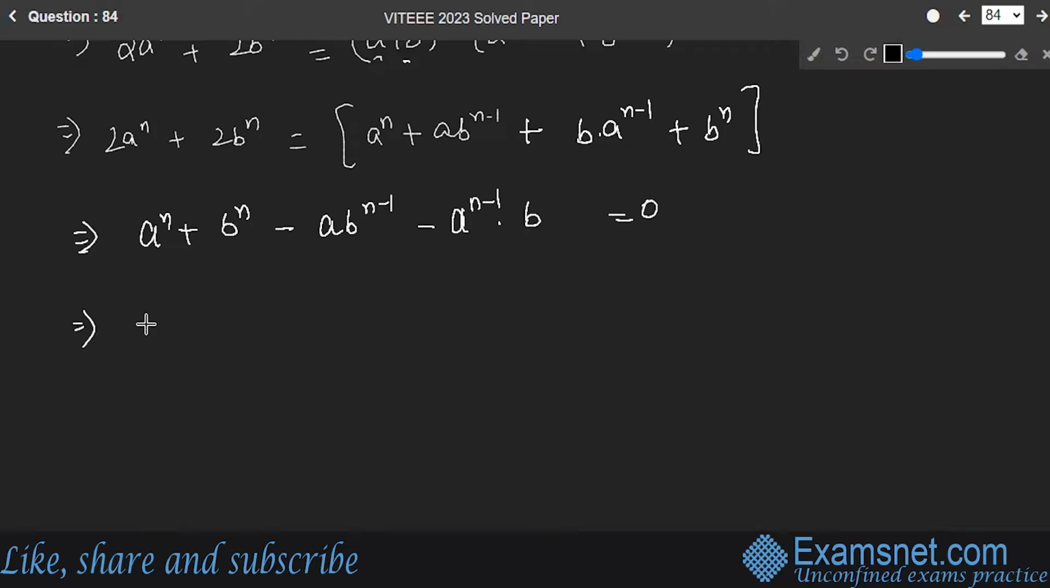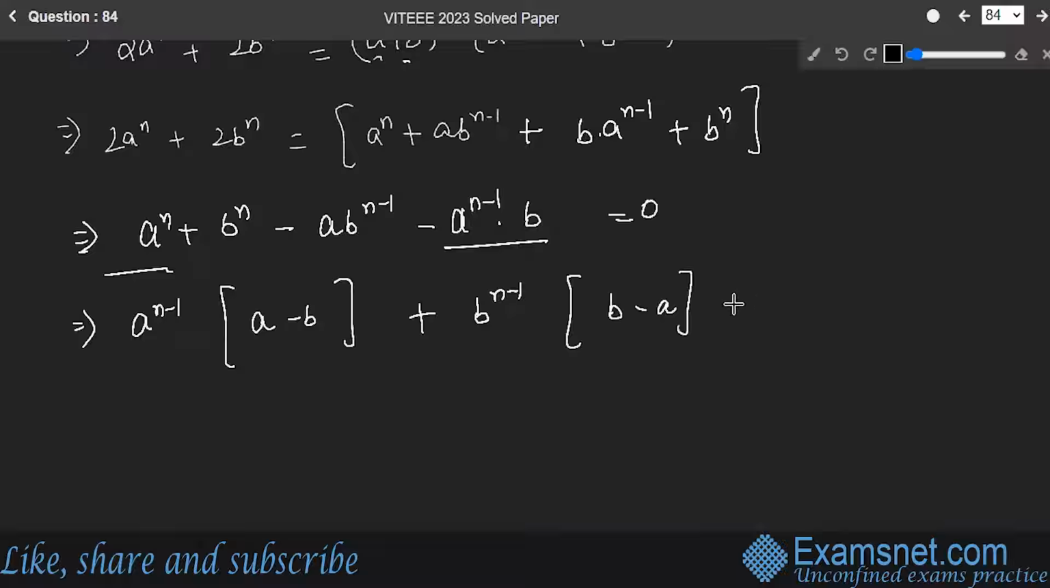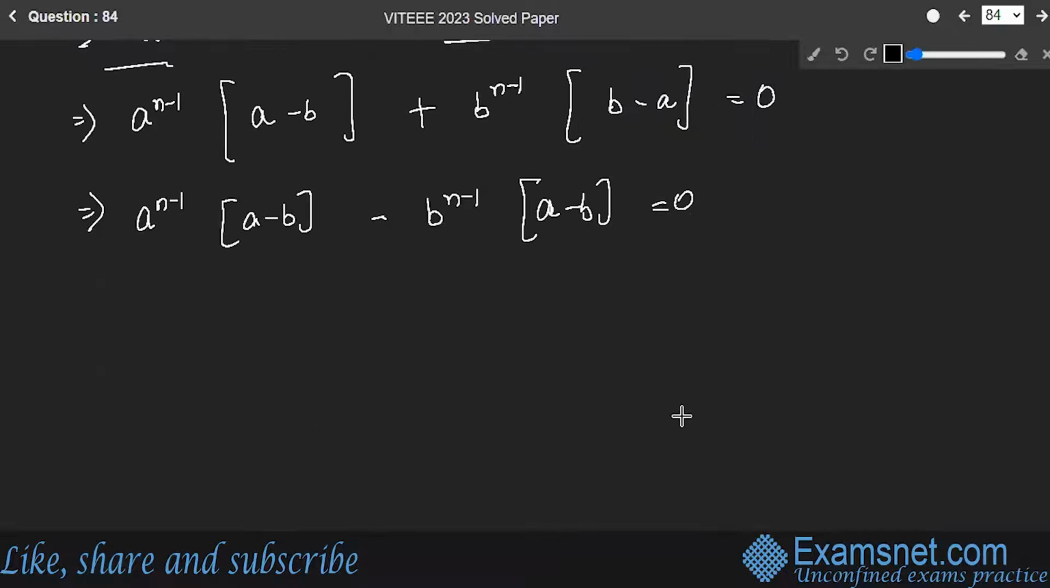So now I'll take a^(n-1) common from these two terms. So here you will have (a - b), and I will take b^(n-1) common from the other two terms, and this will be (b - a). That's equal to 0. Or I can write it like a^(n-1)(a - b) minus b^(n-1)(a - b).